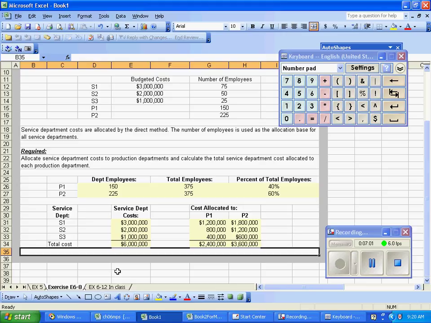Okay. Now you got a homework problem similar to this. I think it's problem 6.4, where you're allocating service department costs. A couple of things that I want to point out in allocating service department cost. What this is called is the direct method. Okay. That means there's no allocation from one service department to the next.